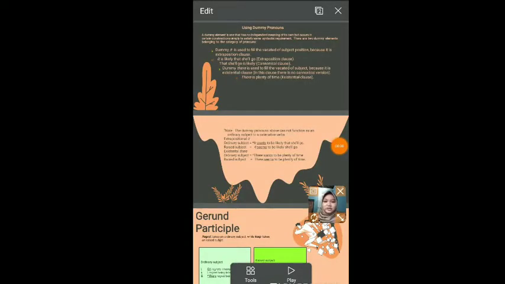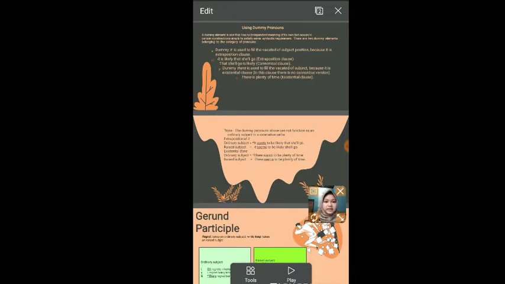Okay, here I'm going to talk about using dummy pronouns. A dummy element is one that has no independent meaning of its own but occurs in a certain construction simply to satisfy some syntactic requirement. There are two dummy elements belonging to the category of pronouns.